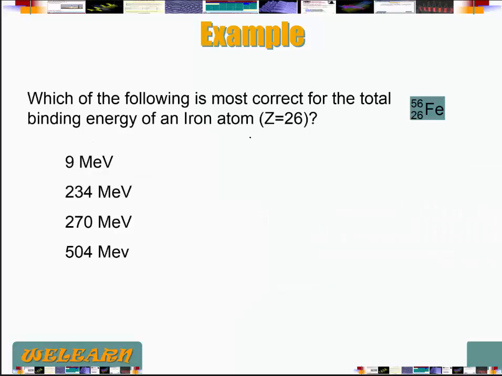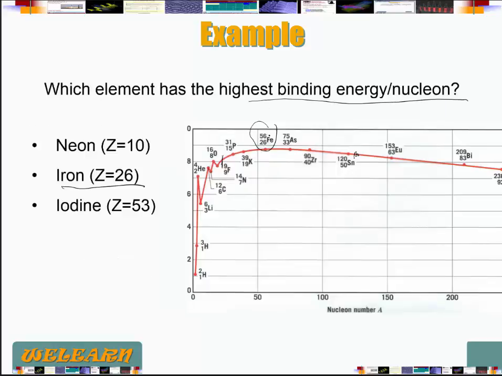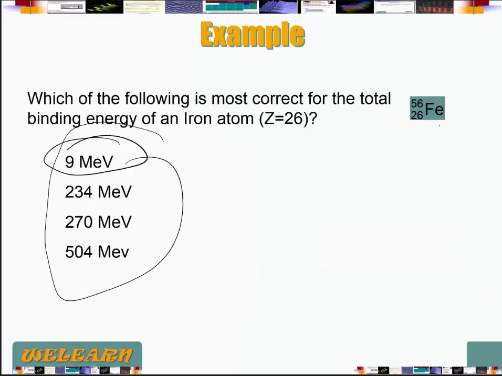Which of the following is the most correct for the total binding energy for an iron atom? Okay, so it's given us several numbers for the iron atom. So we just go back to the graph and read it. 0, 2, 4, 6, 8. So this is going to be 10. The one is missing there, so it's about 9. So our answer is 9 MeV.